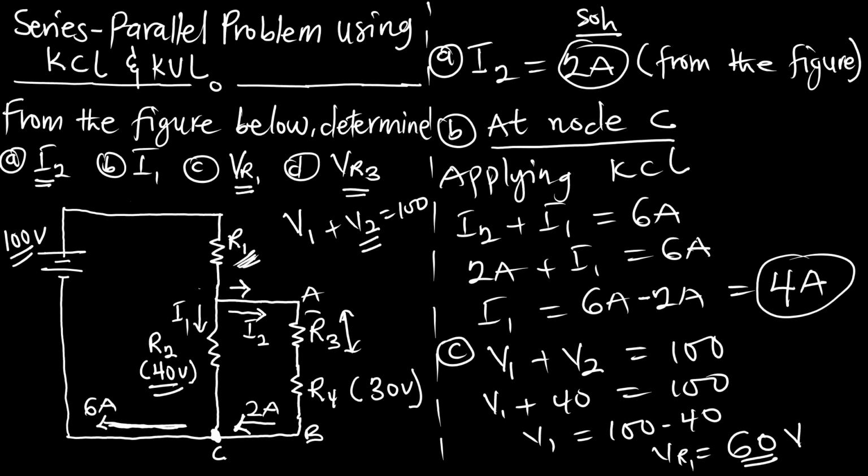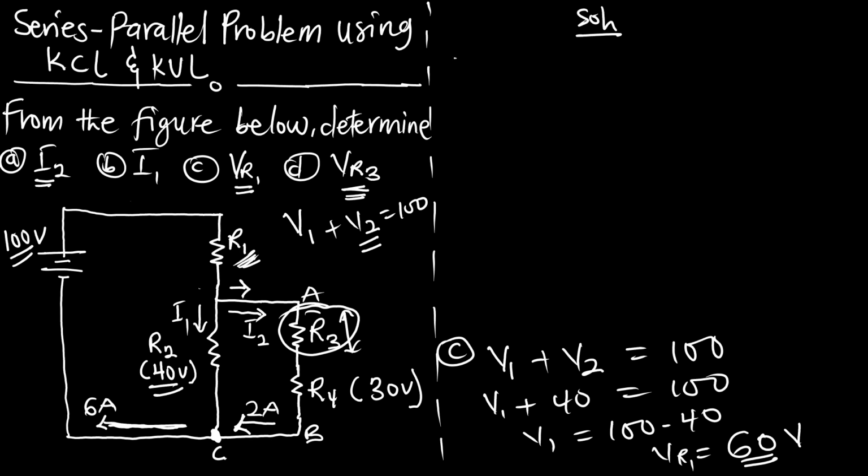That is very clear. Now we go to the D part, which says voltage across resistor 3. Let's look at how we can get the voltage across resistor 3. This is resistor 3. So the D part. Now, when we study the diagram, we see that resistor 3 and resistor 4 are in series and they are parallel to resistor 2.